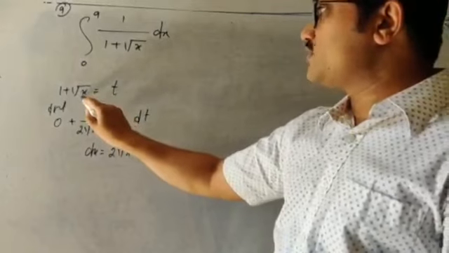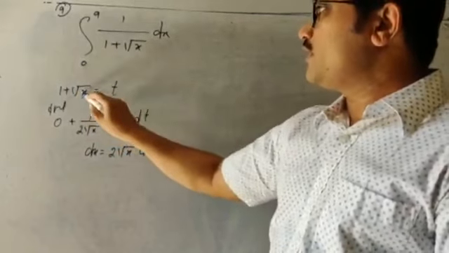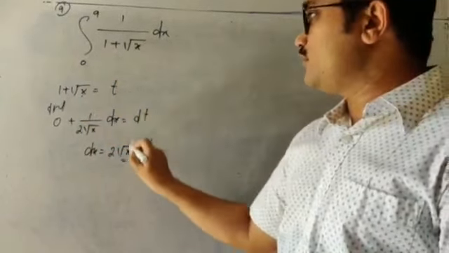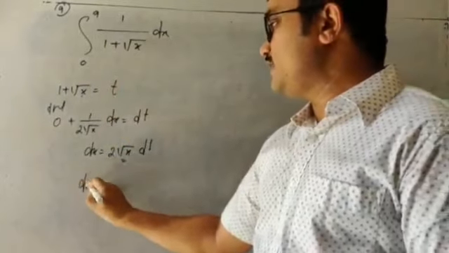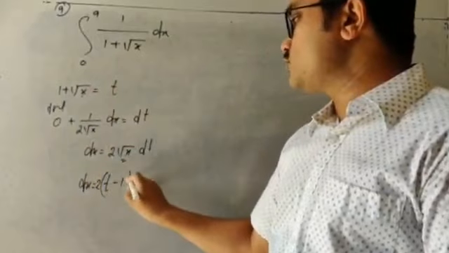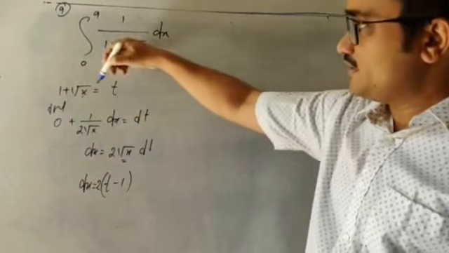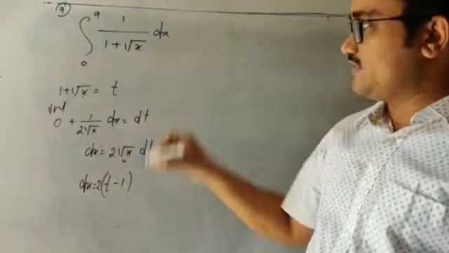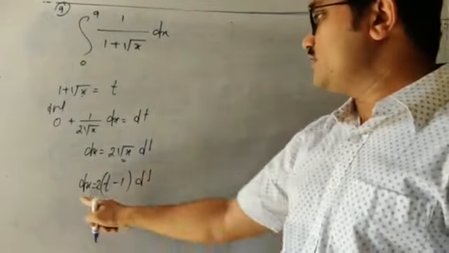But we know the value of root x. What is root x from here? Root x's value is t minus 1. So if we put this value, dx is equal to 2 into (t minus 1) into dt. So this is what is the change.